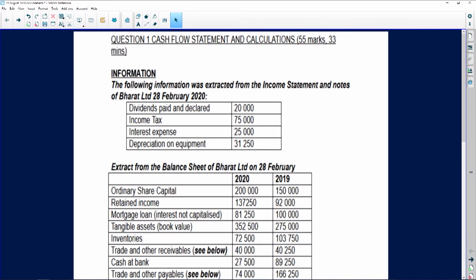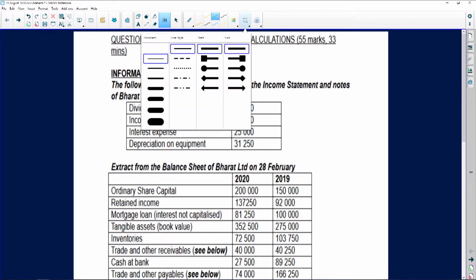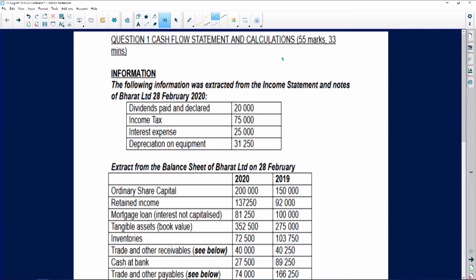So let's begin. Right, now the question that I've chosen for today's lesson obviously focuses on the cash flow statement, but I've chosen a question where we're also going to take a look at a whole lot of calculations. Okay, so our cash flow statement together with calculations. Right, as usual, you're going to be given lots of information. Make sure that you're familiar with that information before you start answering the actual questions.